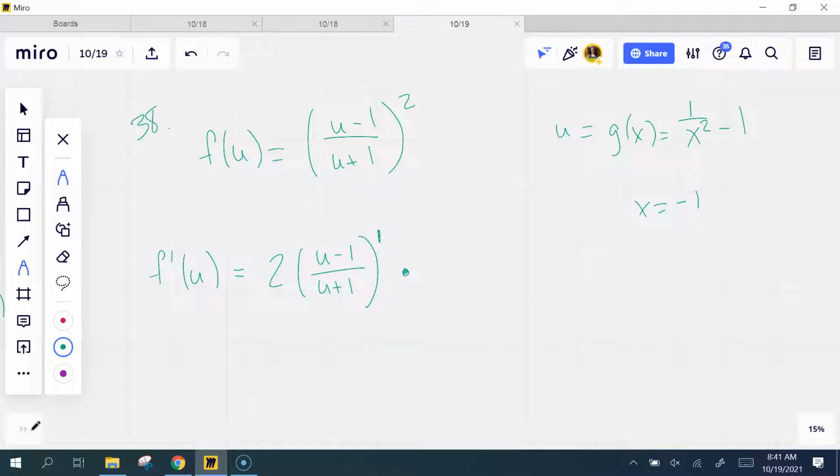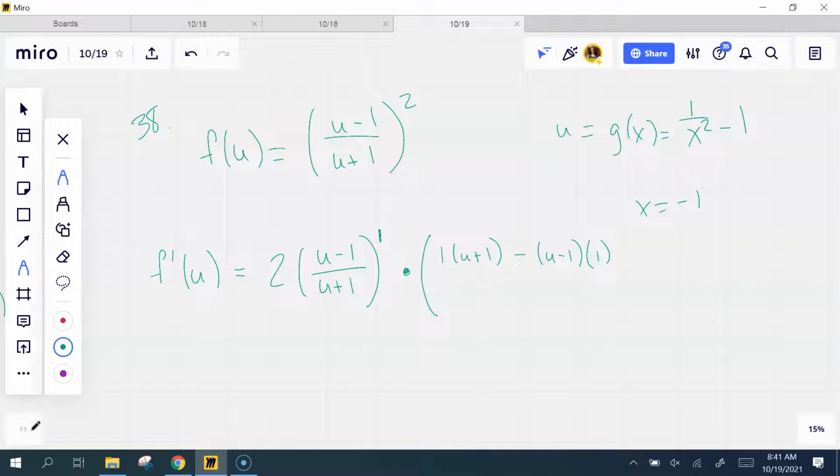Times the derivative of the inside, which is the quotient. That's exactly right. All we have to do from here is push it. Okay. Derivative of the top is 1 times the bottom. It'd be negative. Derivative of u. Oh, I will at the end. I'll throw the du on at the end. Minus the top times derivative of the bottom.